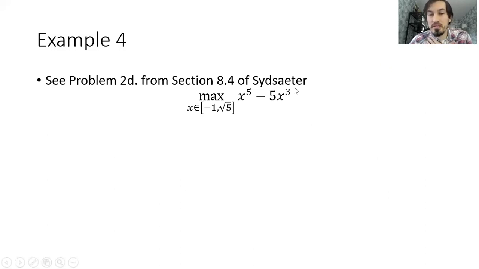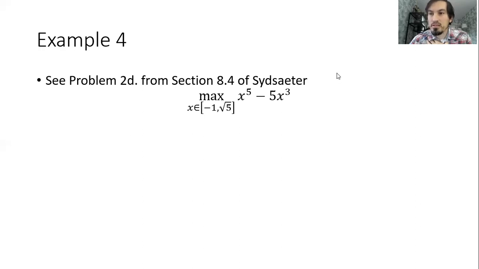This one is literally from the textbook, section 8.4. It's problem 2D. So if you have the book, you can look at the other ones, 2A, 2B, 2C. I think they're all relevant, but I decided to pick this one because it was a little trickier. It has the x to the 5th. So why don't we do that? Should we do it together?